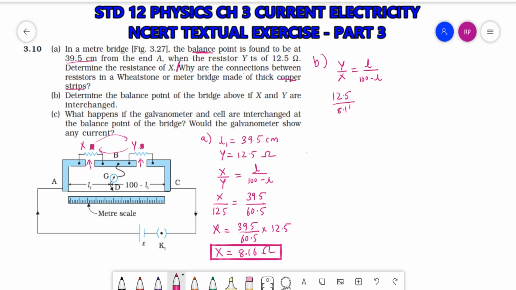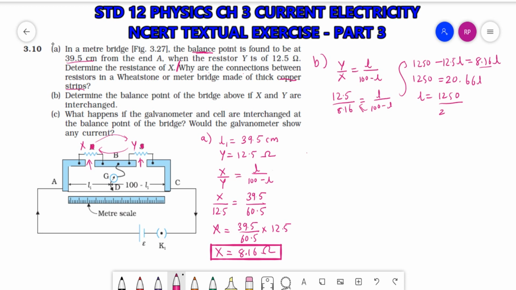X is 8.16, that is equal to L upon 100 minus L. So solving, I will get 12.5 into 100, 1250 minus 12.5 L, this is equal to 8.16 L. So 1250 is equal to 8.16 L plus 12.5 L. So this will be equal to 20.66 L.